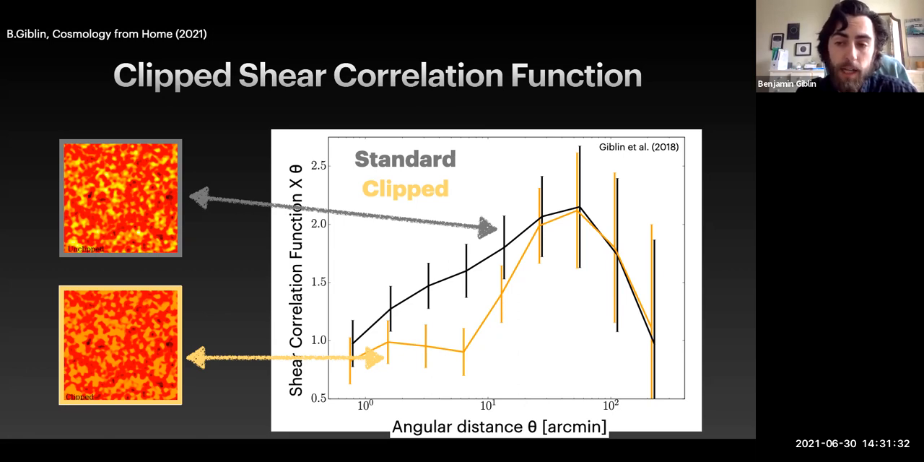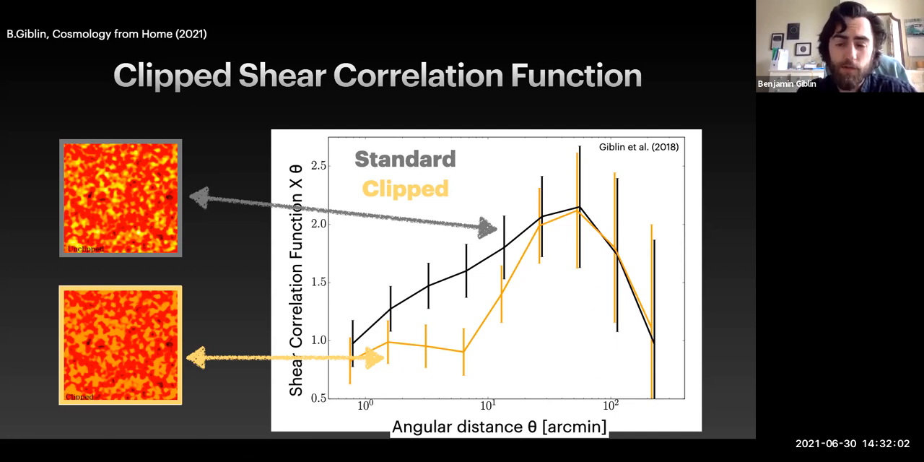So we explored clipping and its applications in lensing in a paper published in 2018. And what we found was that the clipped shear correlation function does in fact have independent cosmological information of the standard analysis. So this might sound a bit counterintuitive, the fact that you can get independent information out of some data by suppressing the signal from certain regions in that data.